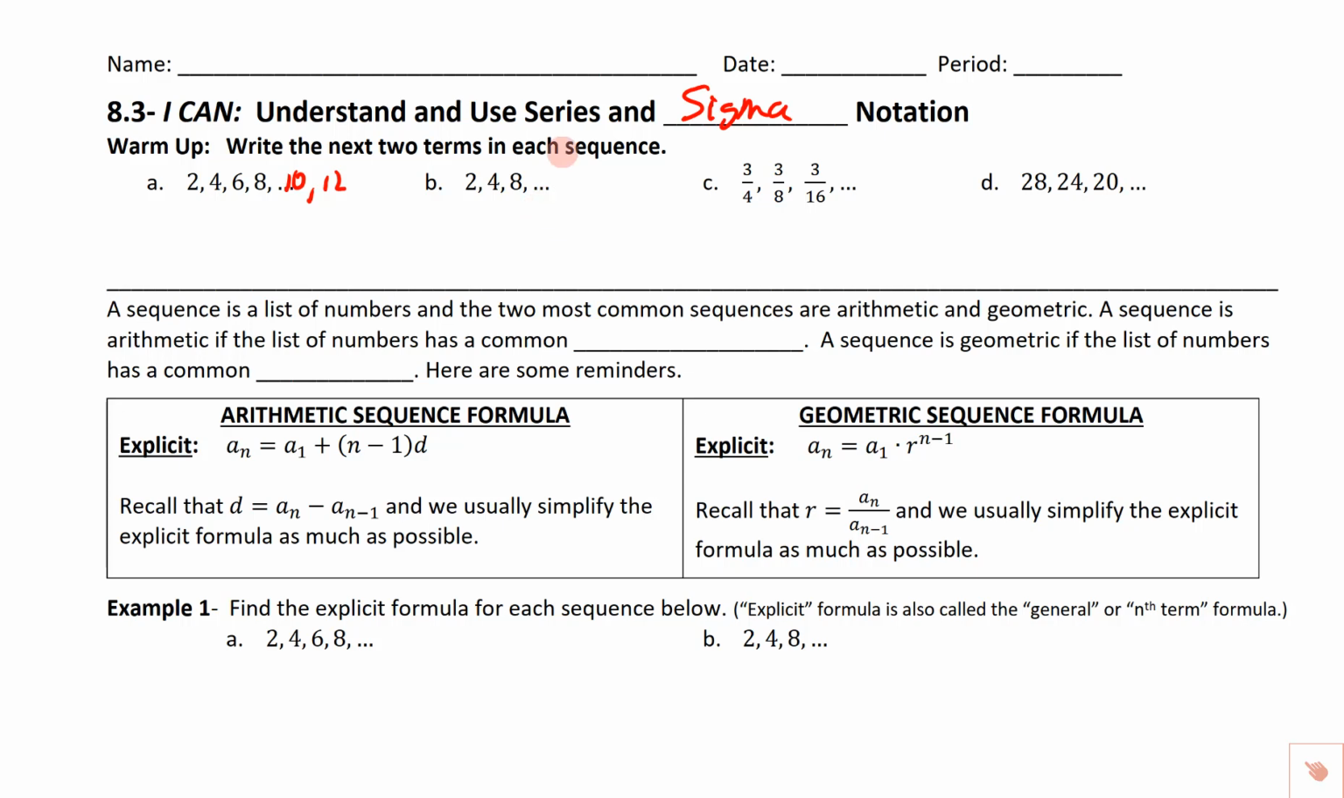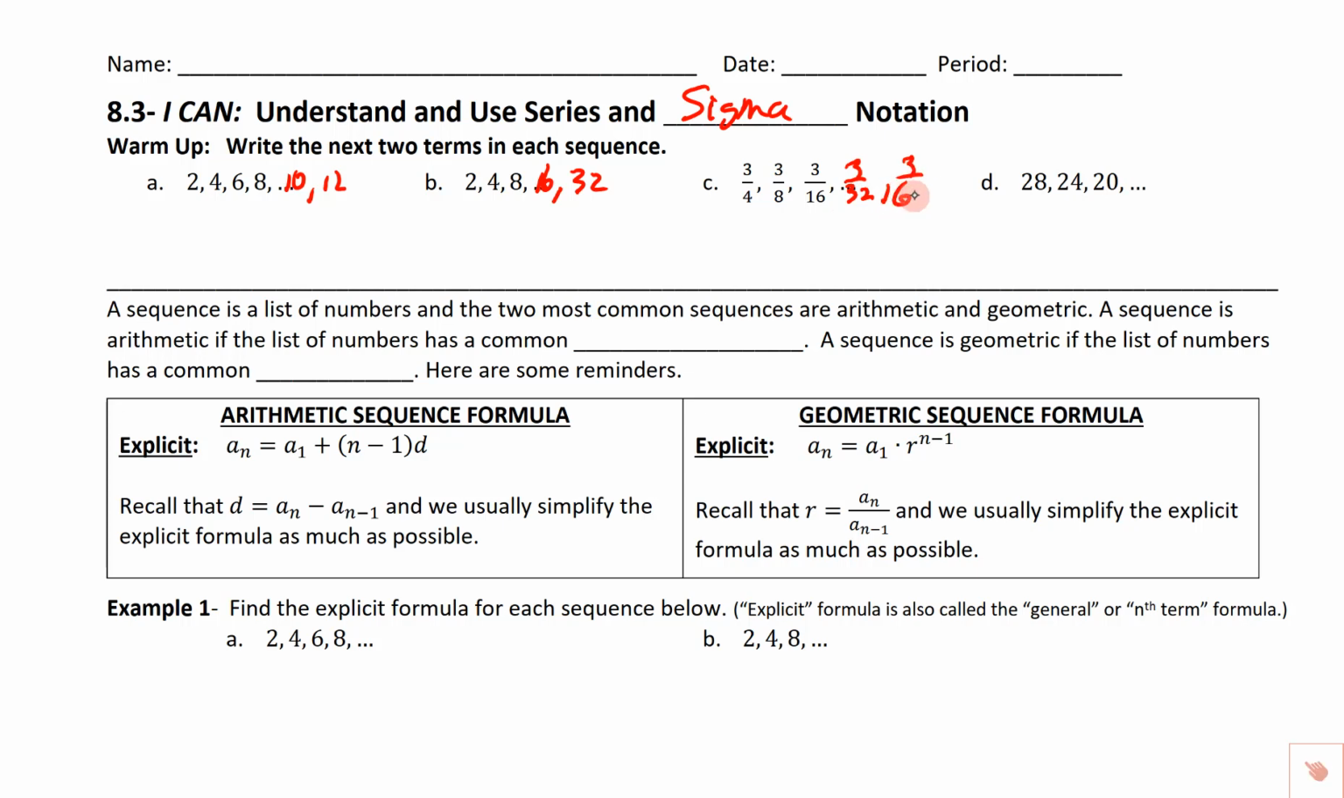Dane, help me out on B. I got 16 and 32. 16 and 32. Perfect. Little bit tougher on this one. Zach. 3/32 and then 3/64. 3/32 and then 3/64.